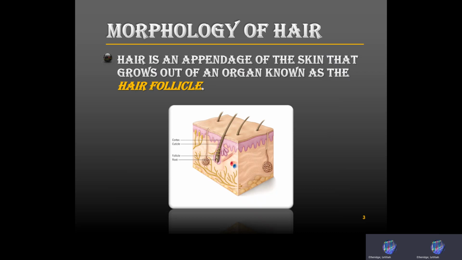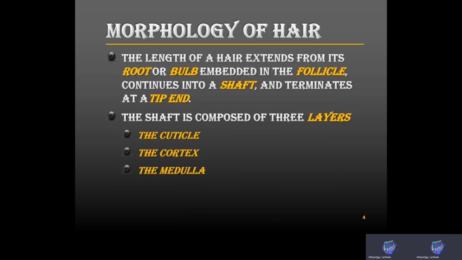So we all know, or at least we should know, that a hair is basically an appendage of the skin that is going to grow out of an organ that is called a hair follicle. If you take a look down here, this is just a subsection of the skin, and then it's showing you hair that is coming up out of the skin through the root. When we talk about the morphology of hair, the length of hair is going to extend from its root or bulb. Okay, it's going to be embedded in the follicle, and it's going to continue into the shaft and then terminate at the tip end.